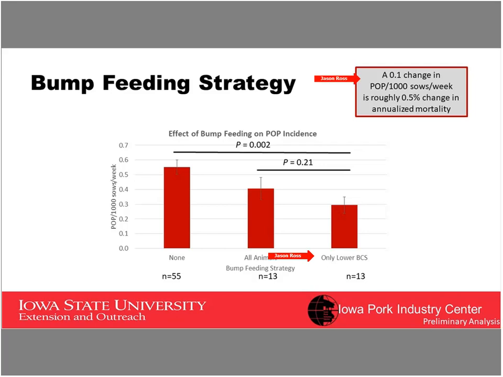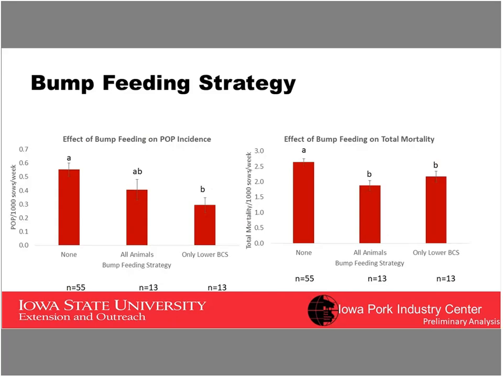And so up here on the right, you can kind of see, each 0.1 change in that analysis is roughly 0.5% change in annualized mortality. So bump feeding appeared to be a strategy that had a relationship with incidence rate.